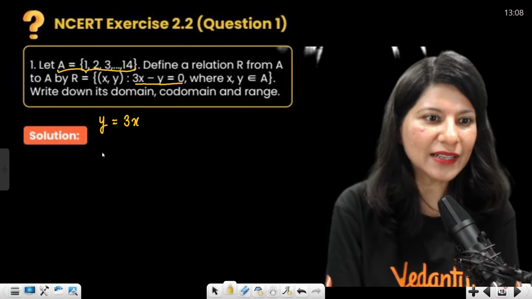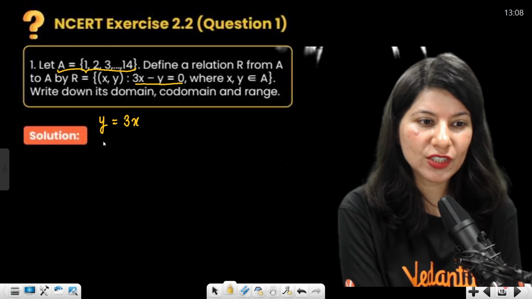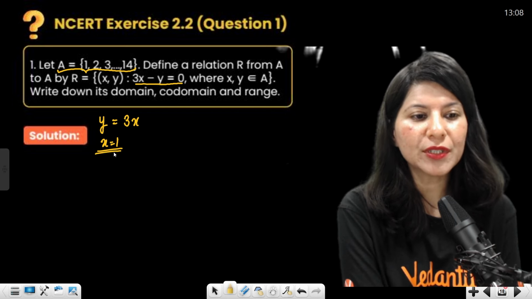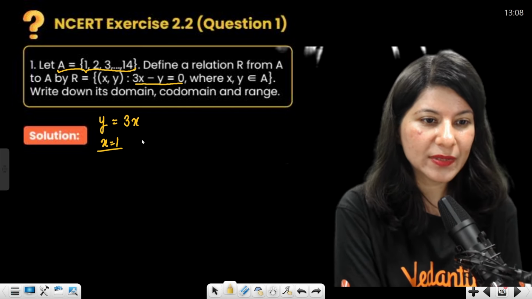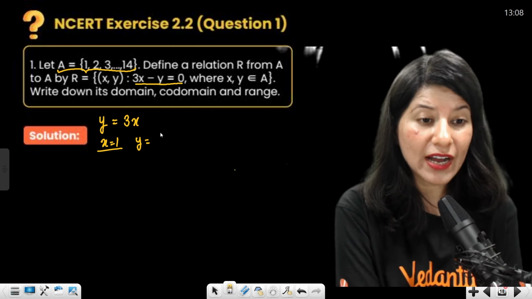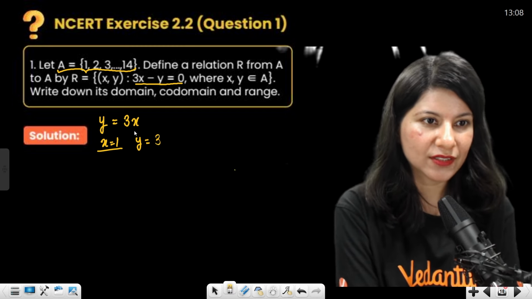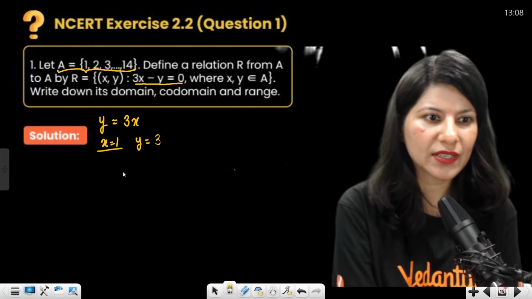Okay, so let's do that. First of all, let's just pick X equals 1. The moment you put X equals 1, your Y will be equal to, tell me... Y will be equal to 3. Correct. So 3, also both X and Y should belong to set A, which is happening right now.